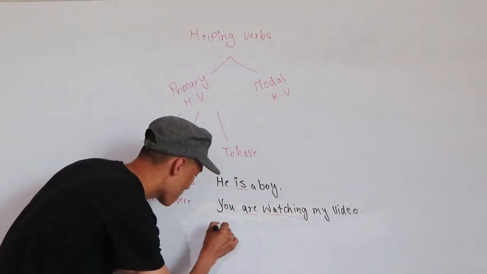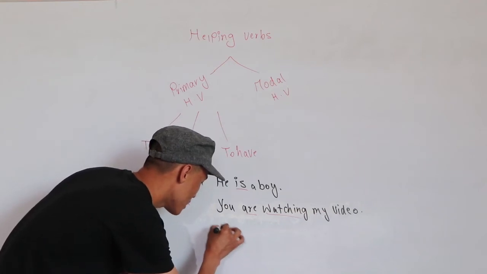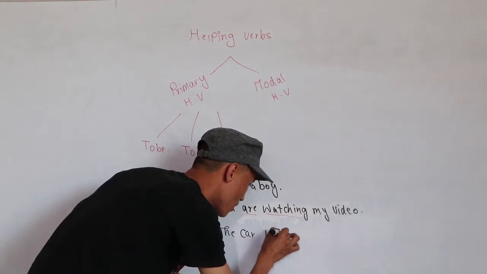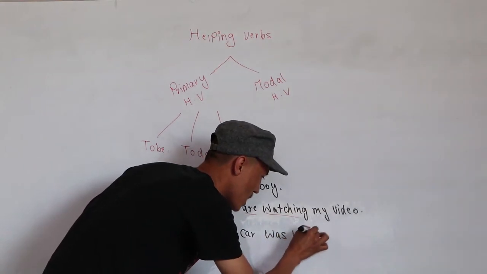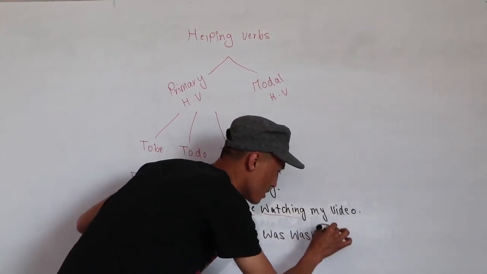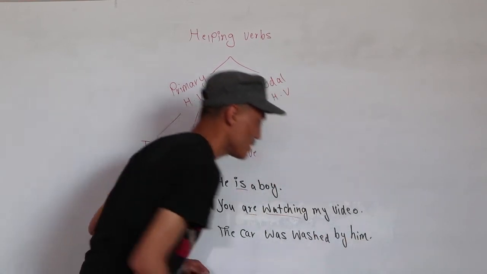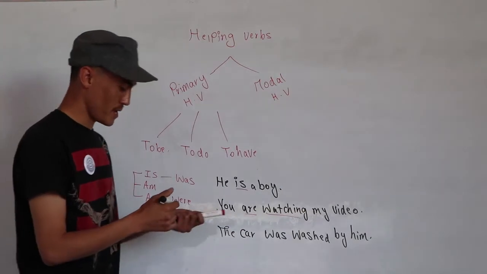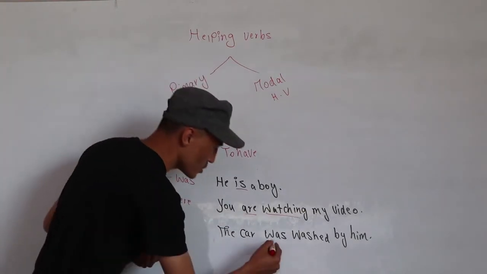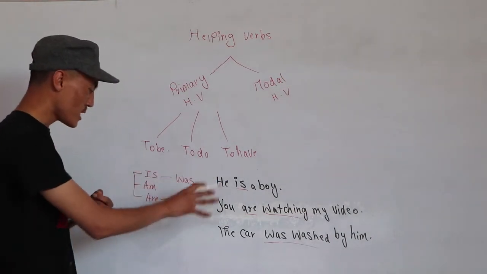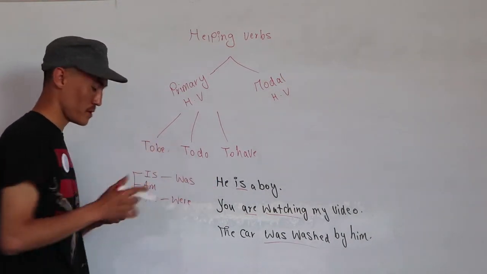I say that we use them in passive voice as well. For example, the car was washed by him. The car was washed by him. In the sentence, it's used in passive voice. That was about to be.